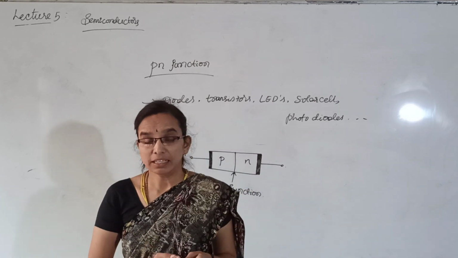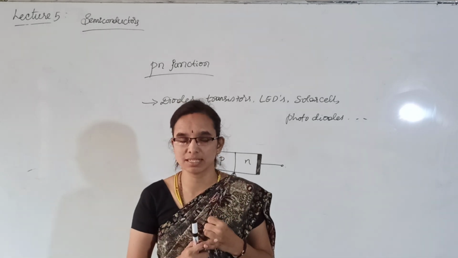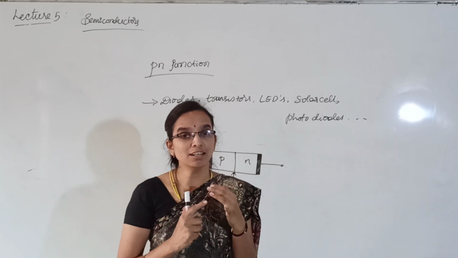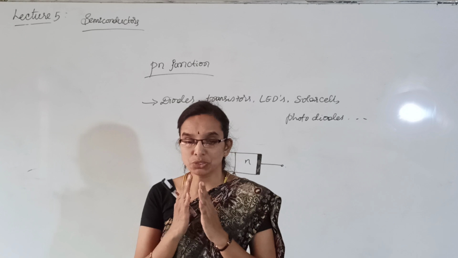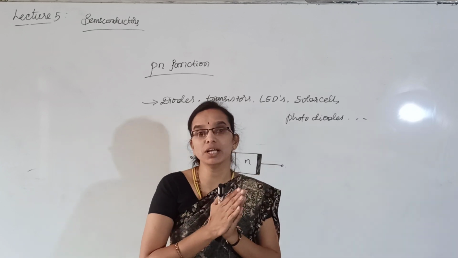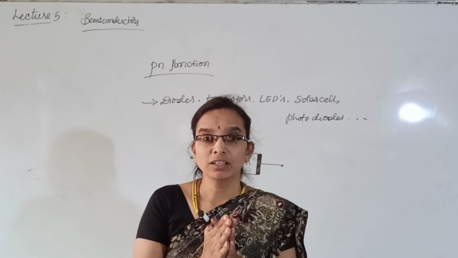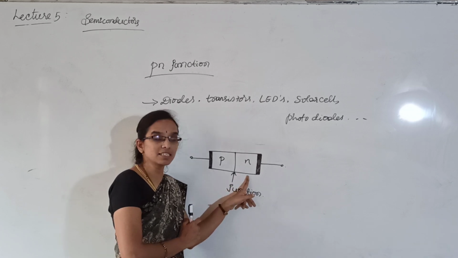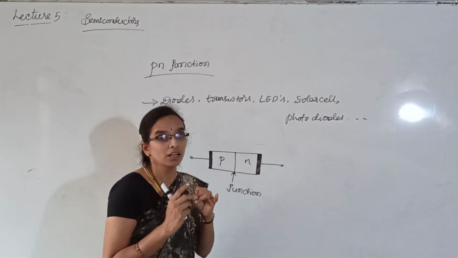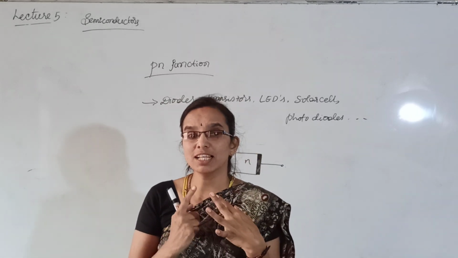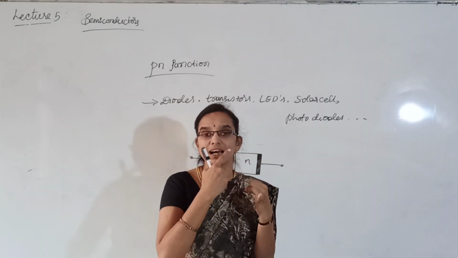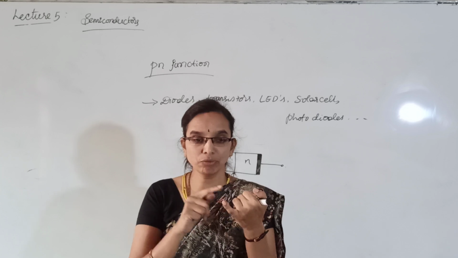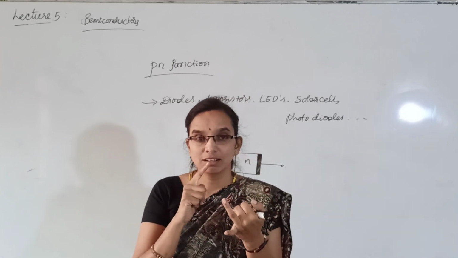How is it formed? They take a single silicon crystal, single germanium crystal, anything, either silicon or germanium. A single semiconductor crystal is doped. What do you mean by doping? Addition of impurity ions. It is doped on one side with p-type material and on the other side with n-type material. That means a single silicon crystal is doped on one side with the acceptor impurities and on the other side with the donor impurities.